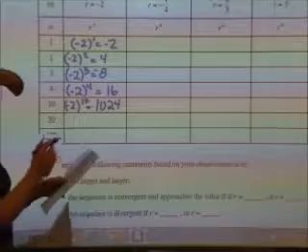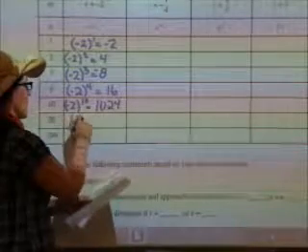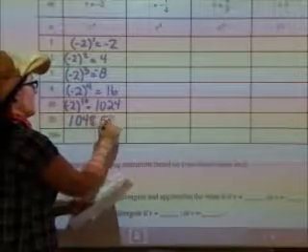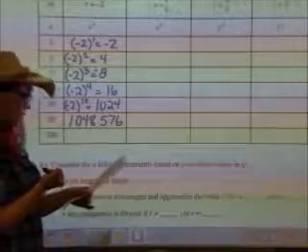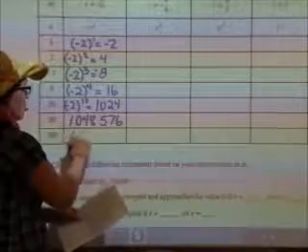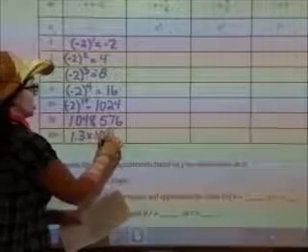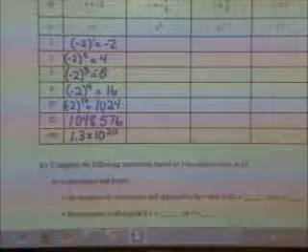To the power of 20 is 1,048,576. And to the power of 100 becomes 1.3 times 10 to the power of 30.